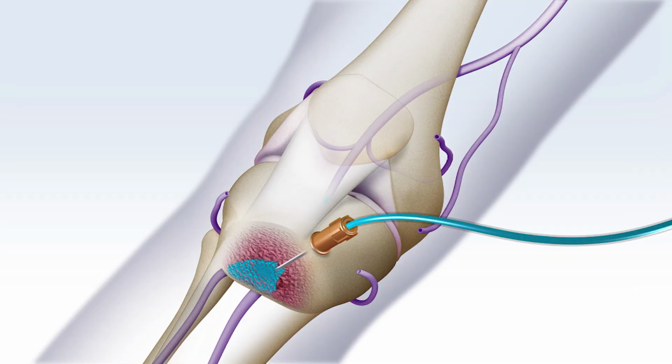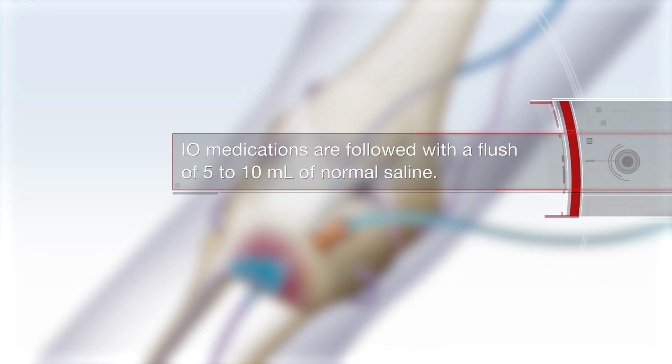After the IO needle is properly inserted into the bone and appropriately secured, drugs and fluids flow through the bone marrow cavity into the circulation, though depending on location, they may first pass through peripheral circulation. As is routine practice when providing most IV drugs, all IO medications are followed with a flush of 5 to 10 milliliters of normal saline.